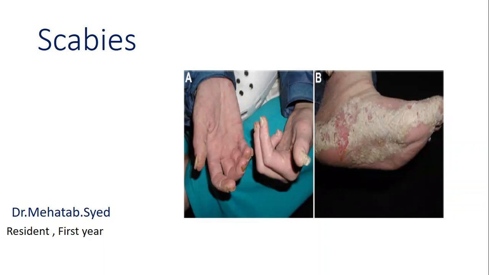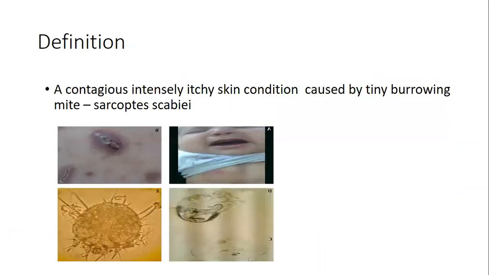Today we will discuss scabies, which is a neglected tropical disease. The definition is a contagious, intensely itchy skin condition caused by a tiny burrowing mite called Sarcoptes scabiei.